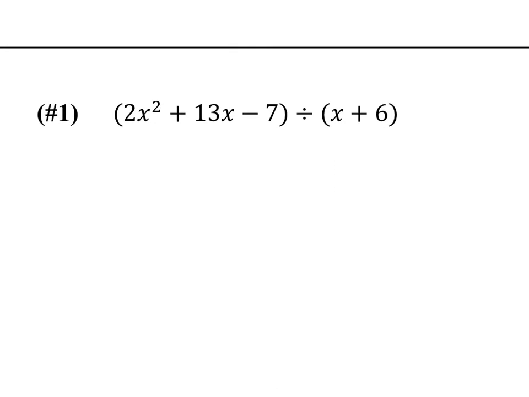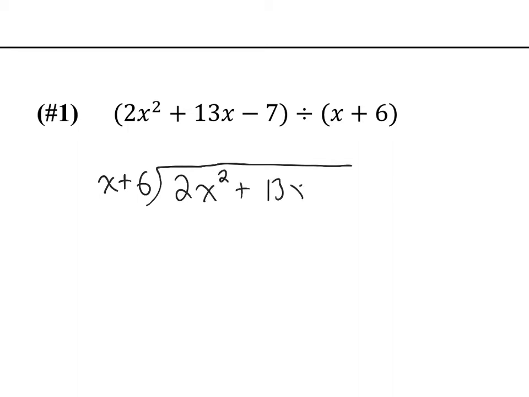So we are dividing, looks like for number 1 here, we have 2x squared plus 13x minus 7 divided by x plus 6. Okay, well, we're going to set up our, it's kind of written backwards here. So we're going to put x plus 6 in front here. That's what we're dividing by. That's our divisor. And then our dividend is going to go underneath, which is 2x squared plus 13x minus 7.